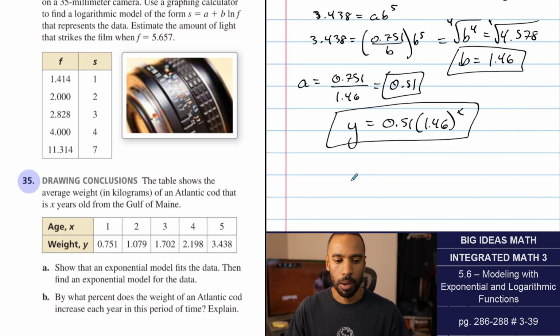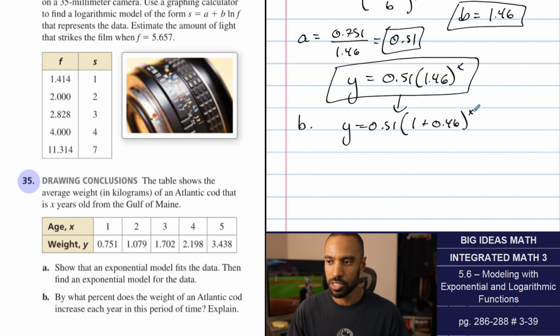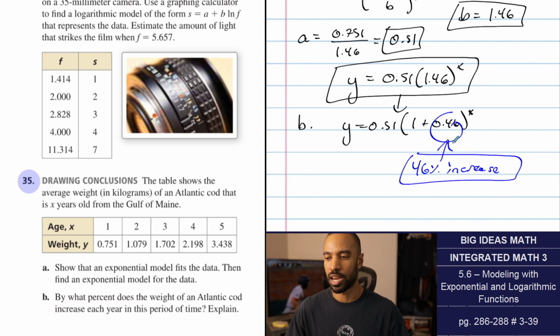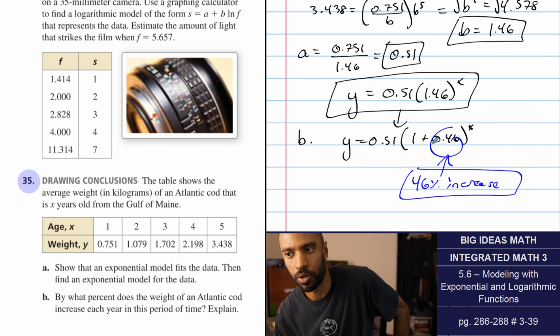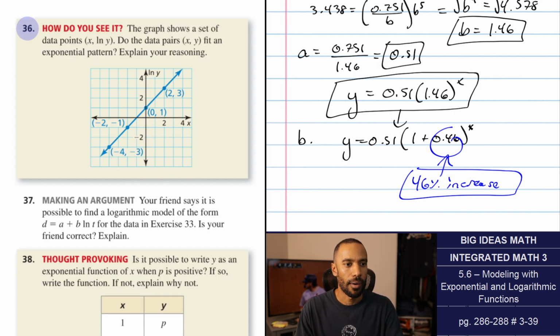Part B, by what percent does the weight of an Atlantic cod increase each year in this period of time? Explain. The 1.46 is what's telling you that. So this is also 0.51 times 1 plus 0.46 to the x power, which makes this a 46% increase. And that's why we're adding it to 1 in that scenario, and that's how exponential functions work with regard to percentage increase and decrease. That's not our first rodeo doing that. All right, 4 more questions.